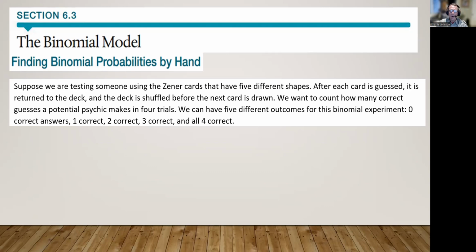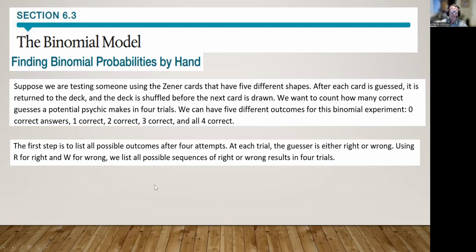So for the outcomes of this experiment, the psychic could guess 0 correct answers, 1 correct answer, 2 correct answers, 3 correct, or maybe they got all 4 of them correct. The first step is to list all possible outcomes after 4 attempts. At each trial, the guesser is either right or wrong. Using R for right and W for wrong, we'll list all possible sequences of right or wrong results in 4 trials.